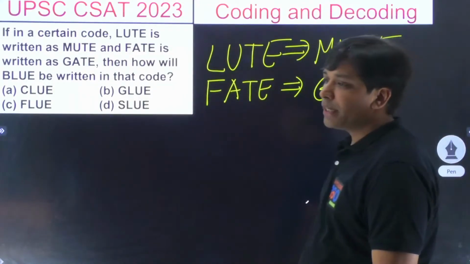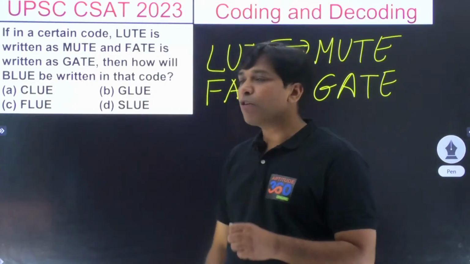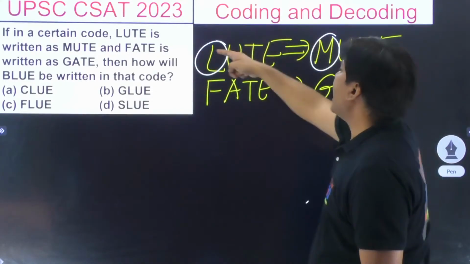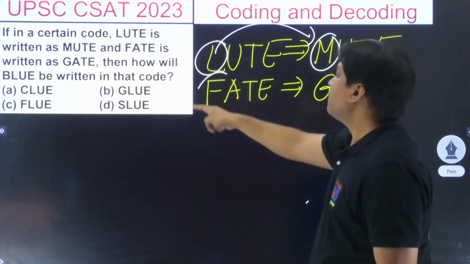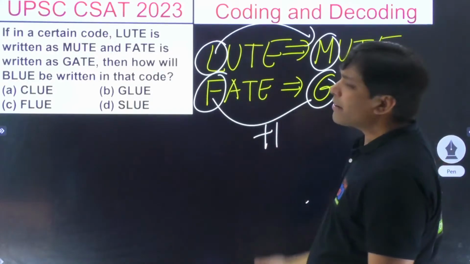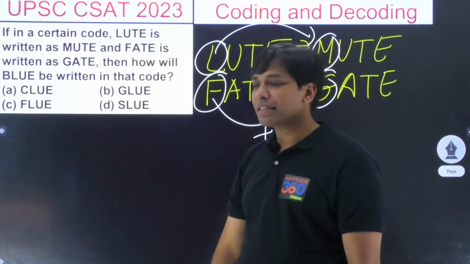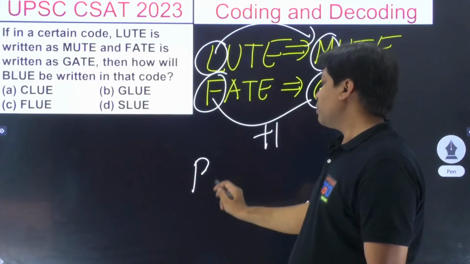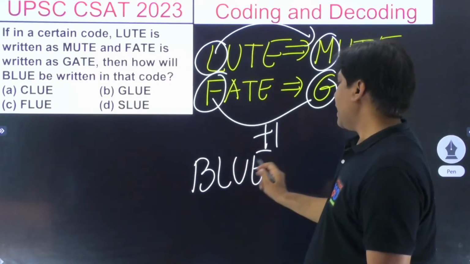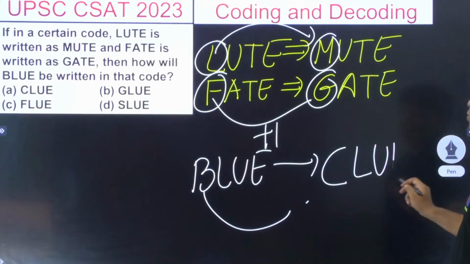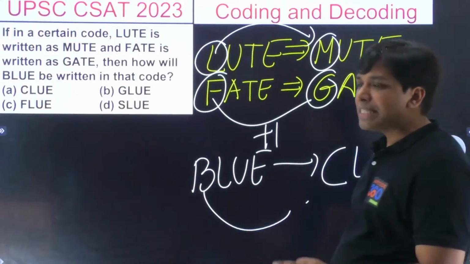What is the pattern over here, people? The pattern out here is the first one out here. If it is L, it becomes M. If it is F, it becomes G, which is +1. And rest of them are same, isn't it? So what is that you have to do? You have to, how blue. So blue, B becomes C and L, U, E. That's a very simple one.